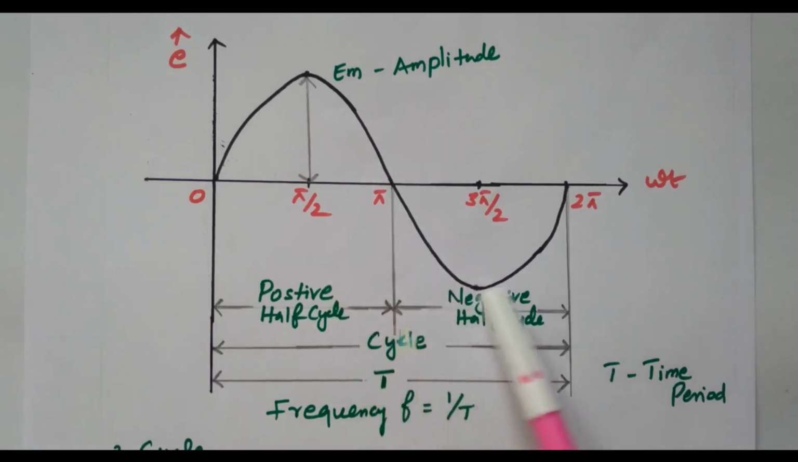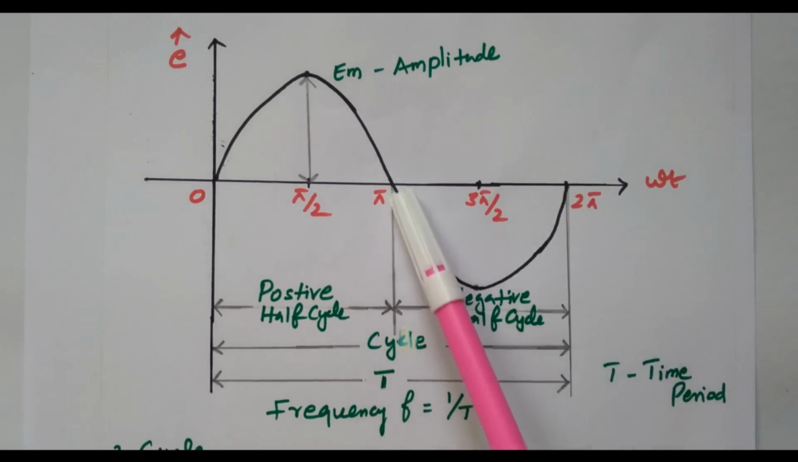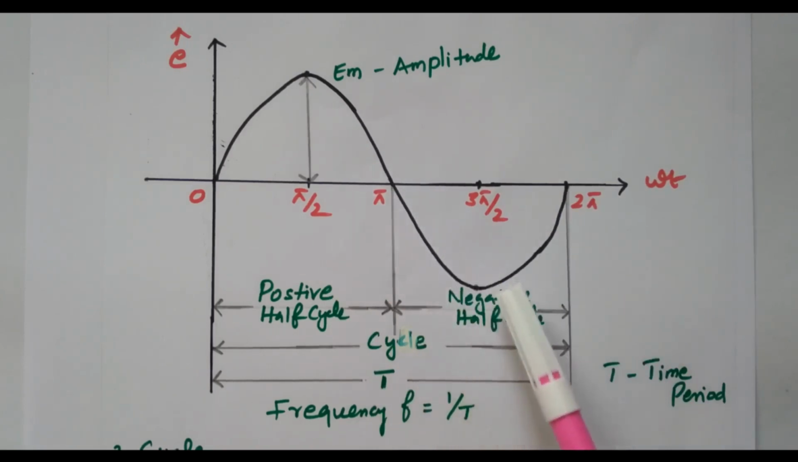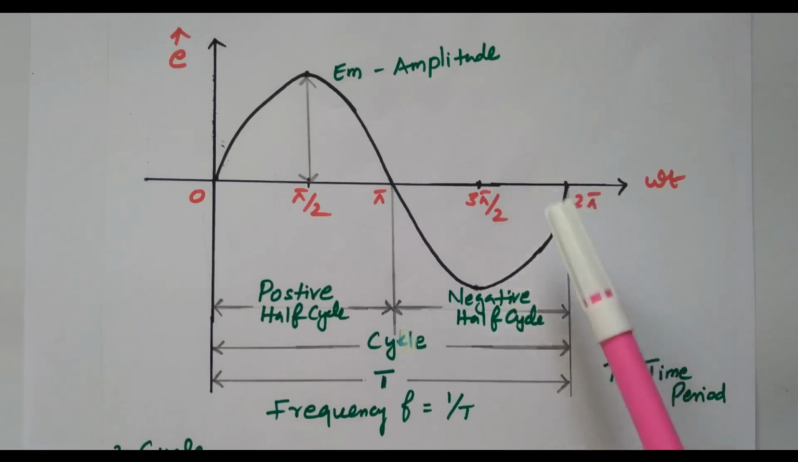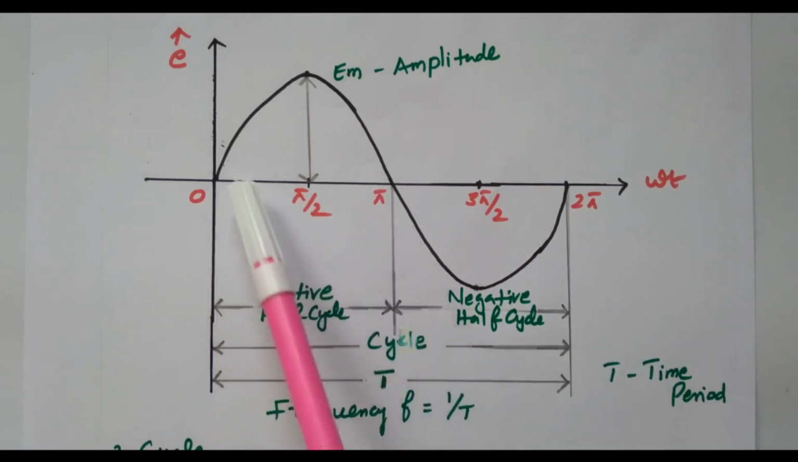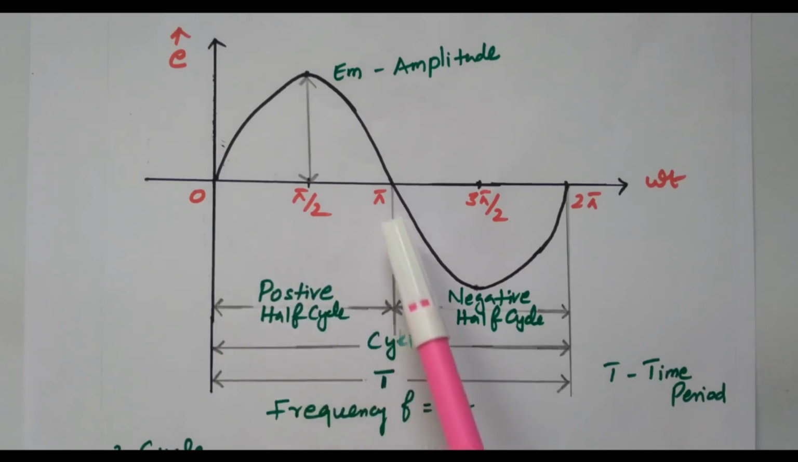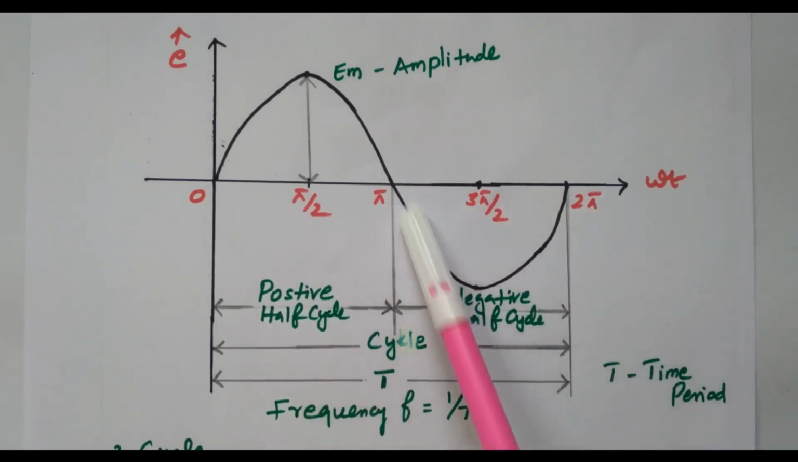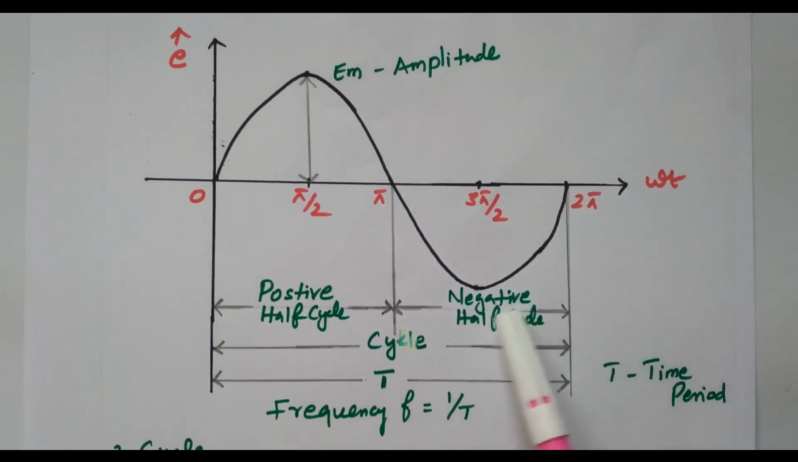Then the same thing is repeated in the negative cycle. Again the waveform increases in the negative region, reaches the maximum value, then decreases and reaches the 0 value at 2 pi, 360 degrees. So from 0 to pi, 180 degrees, the voltage is positive. It's called a positive half cycle. From 180 to 360 we have negative voltage. So this is called a negative half cycle.